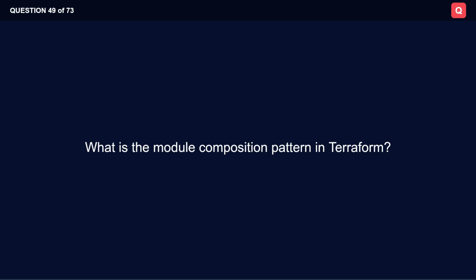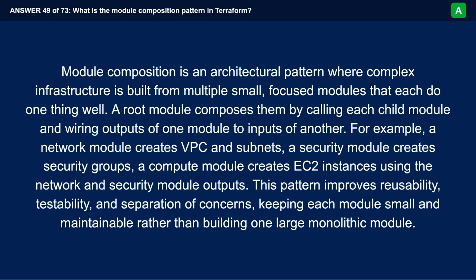What is the module composition pattern in Terraform? Module composition is an architectural pattern where complex infrastructure is built from multiple small, focused modules that each do one thing well. A root module composes them by calling each child module and wiring outputs of one module to inputs of another. For example, a network module creates VPC and subnets, a security module creates security groups, a compute module creates EC2 instances using the network and security module outputs.